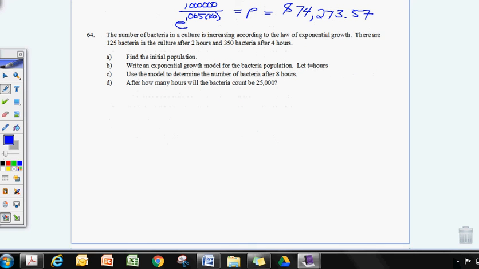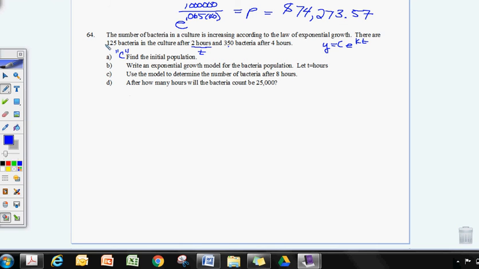Okay, bacteria. The number of bacteria in a culture grows by the law of exponential growth. That's the equation from the front, y equals Ce^(kt). There are 125 bacteria after 2 hours, and this many bacteria after 4 hours. So the first thing it says we need to do is find our C value. That is my initial population.